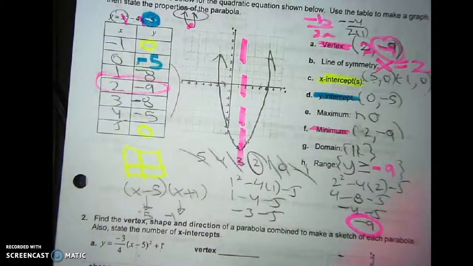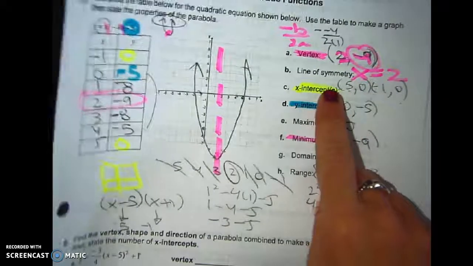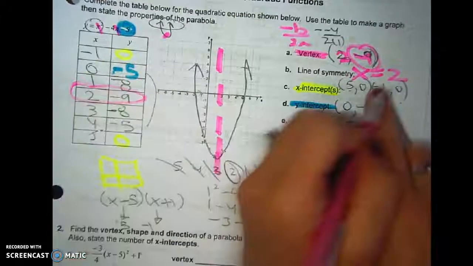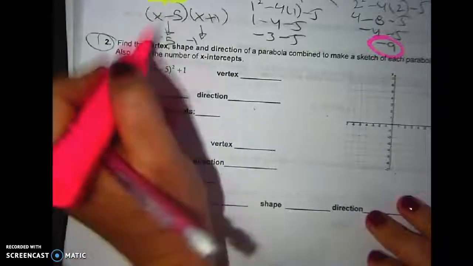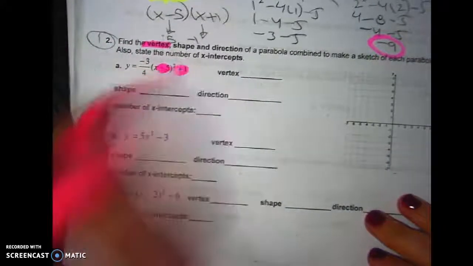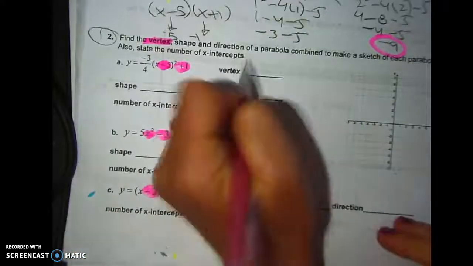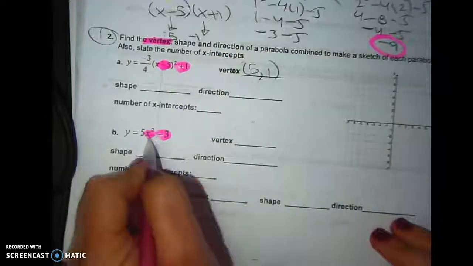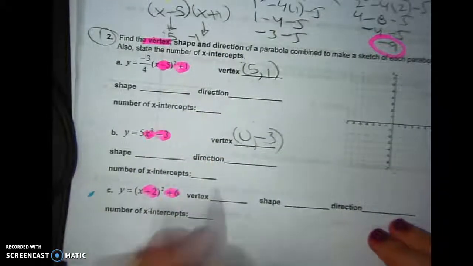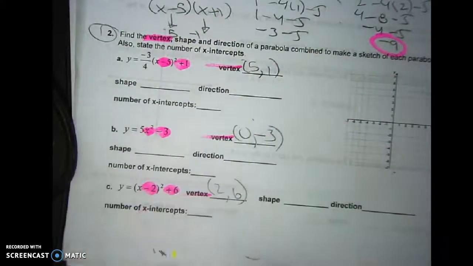Now, I want you to notice I didn't purposely forget the line of symmetry. I forgot to do the line of symmetry until I drew it and then realized that. So be careful. So what I like about the vertex is it's all in vertex form. So I'm just going to hammer out all those right now. Vertex (5, 1). Vertex (0, -3). Vertex (2, 6). Vertex, vertex, vertex.